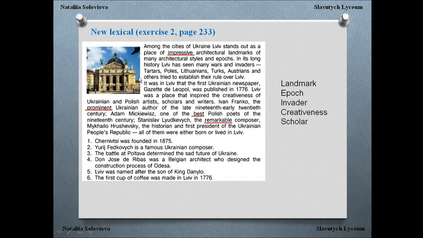And the last part, landmark. Maybe you remember this word, landmark? Landmark, architectural landmarks. Landmark – якісь визначні місця, красиві місця, місця, які варто побачити. Epoch – епоха. Invader – окупант, загарбник. To invade – окупувати, invader – окупант. Creativeness. Create – створювати, creativeness – творчість. Also there is the word creativity. Maybe you remember the word creativity. And scholar. Scholar means вчений, дослідник.